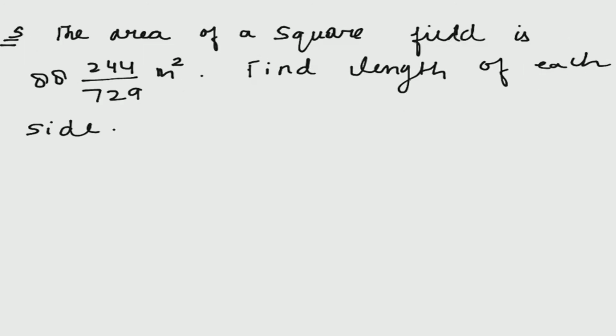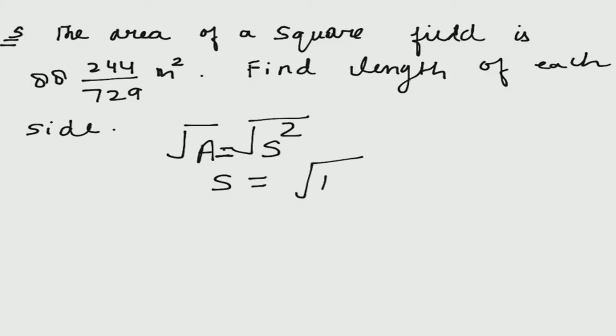Next, we have a problem where the area of a square field is given, that is 88 whole 244 by 729, and we have to find the length of each side. We know the area of a square is equal to side squared. To find the side, we take the square root on both sides. So the side is equal to the square root of the area.